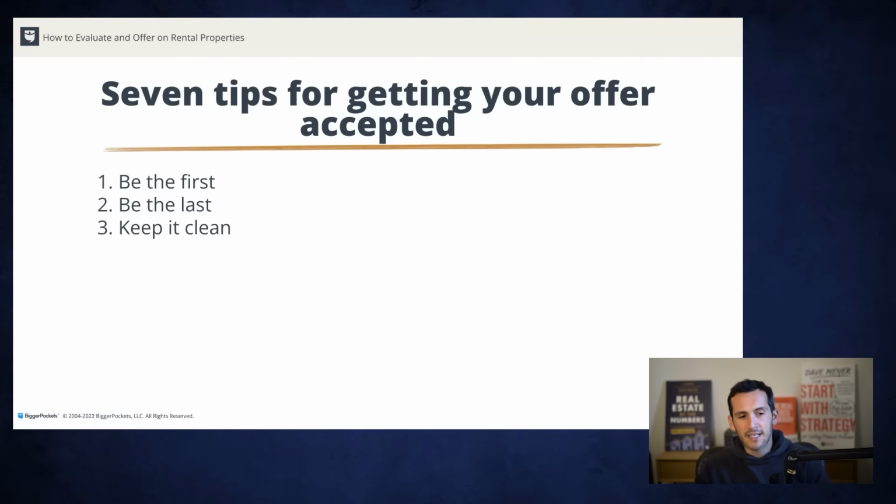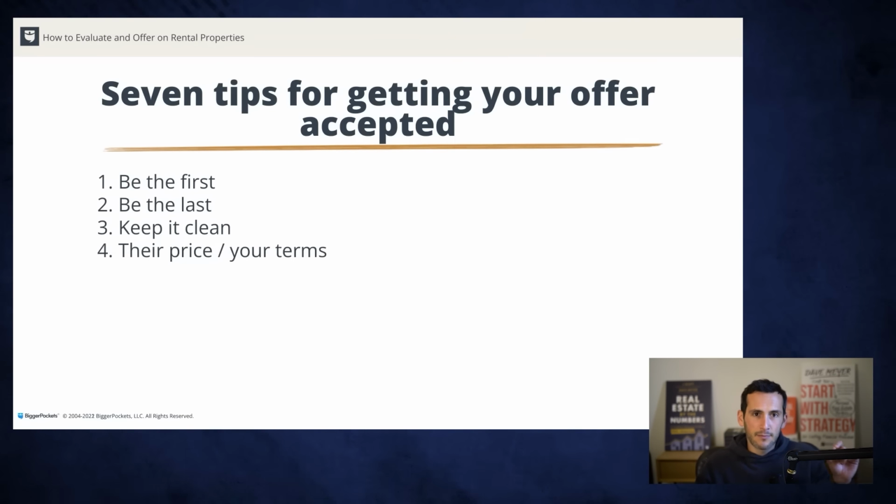Number 4 is consider offering them their price, but your terms. Sellers are often mostly focused on getting their number and are willing to be a little more flexible on terms like closing date or inspection periods. And so if you offer them their price, you might want to insist on your terms.